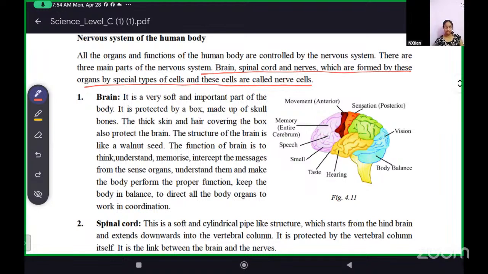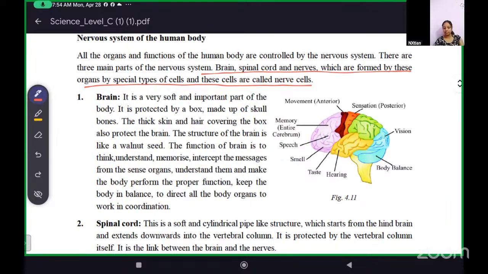Now, what does the brain do? It helps in thinking. When we take a look at something, it helps us to understand that. It helps us to learn things. It helps us to understand the meaning of something, to decode the meaning from the sense organs, and make the body perform the proper function that needs to be done. So all these functions are done by the brain. It also directs the body organs, body parts to work in coordination.